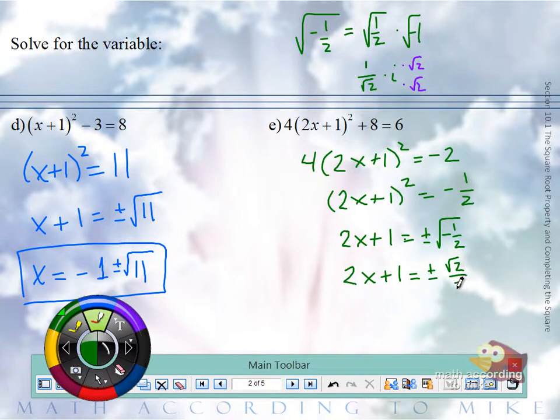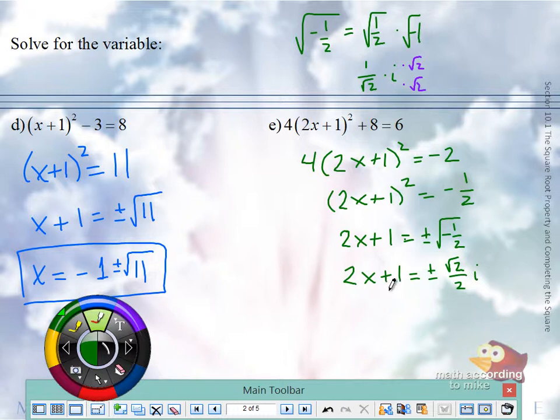Over. I'm going to put the i at the end, but what you said was fine, as long as the i is not underneath the radical. So now, solving for x, what do I do with this 1 here? Subtract it. Again, put it in front of the plus or minus.